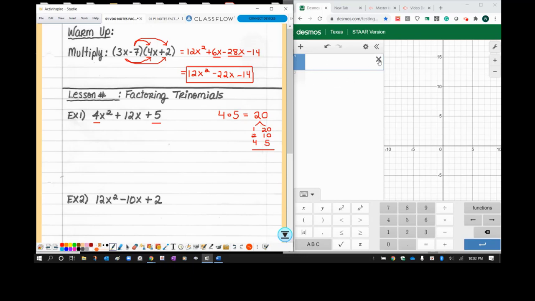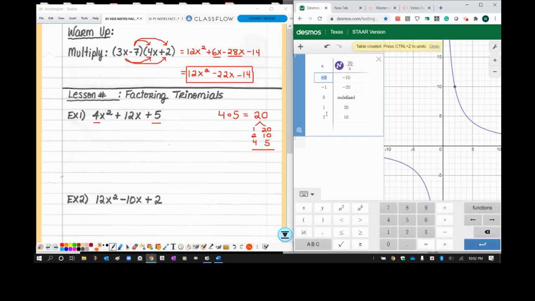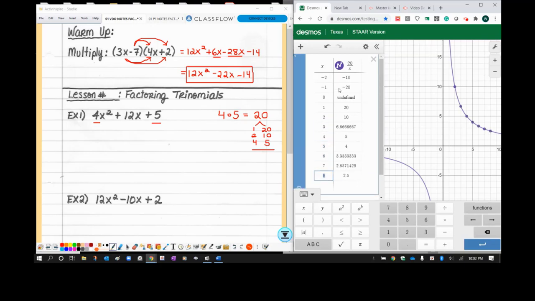One thing you can do with the calculator is produce that list by writing y equals, and then we write the number that we got, 20, divided by x. Then we're going to create a table. And once you have your table, click on the number 2 there and start pressing enter. And the calculator automatically creates the next numbers.